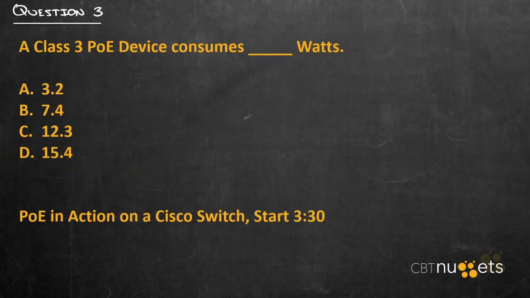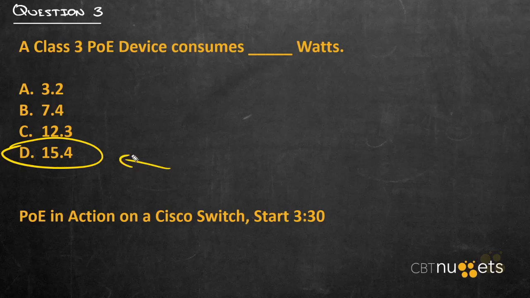And last question, question 3. A class 3 PoE device consumes how many watts? The answer is 15.4. The full picture is the original 802.3af had 3 classes of power. Class 1, which would deliver 4 watts. Class 2, 7 watts. Class 3, the maximum, 15.4 watts. Those were the only jumps that we could take in that original 802.3af.